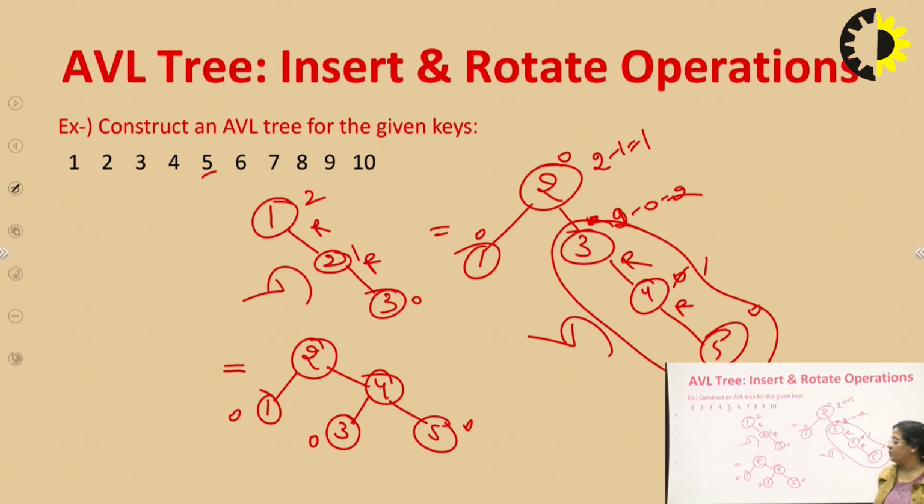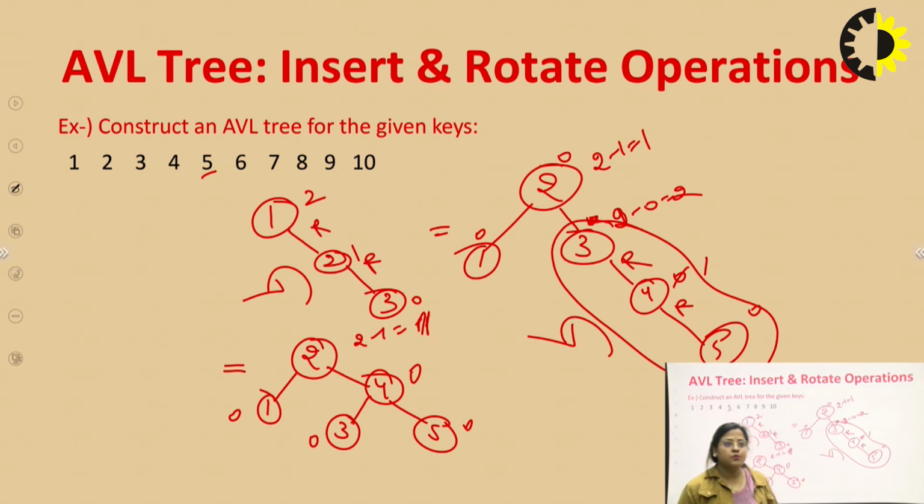Okay. Now here 1 minus 1 it is 0, and for 2, check from anywhere, either 2 to 4, 4 to 5, or 2 to 4, 4 to 3. Height from node 2 is 2 minus 1 equal to 1. So there is no need for any kind of rotation. So it is balanced.